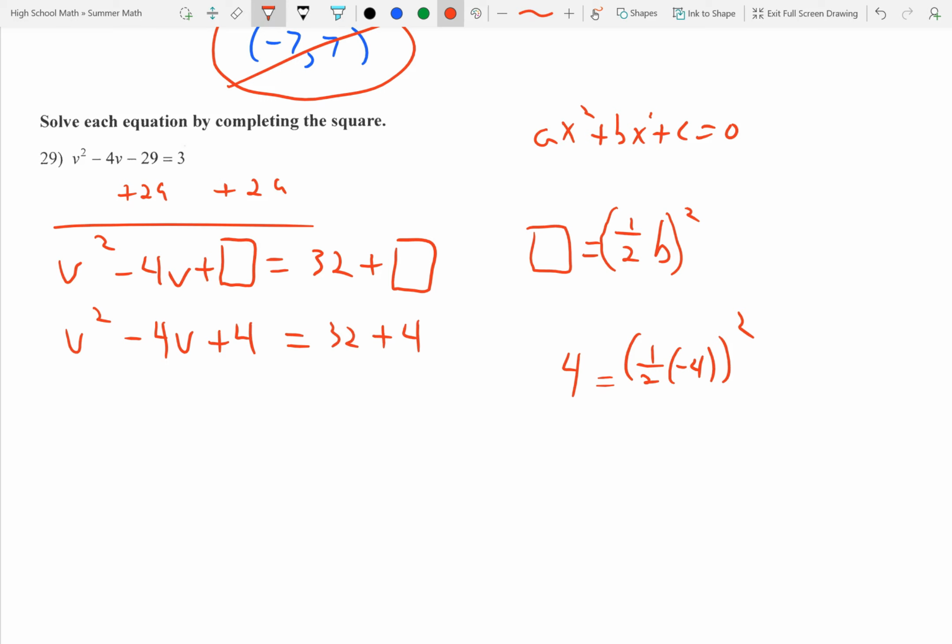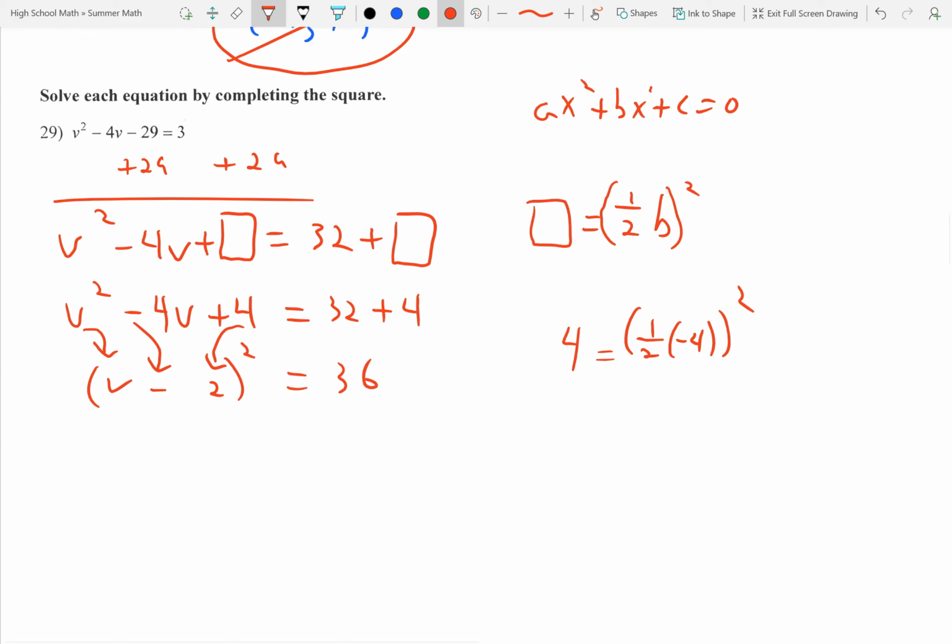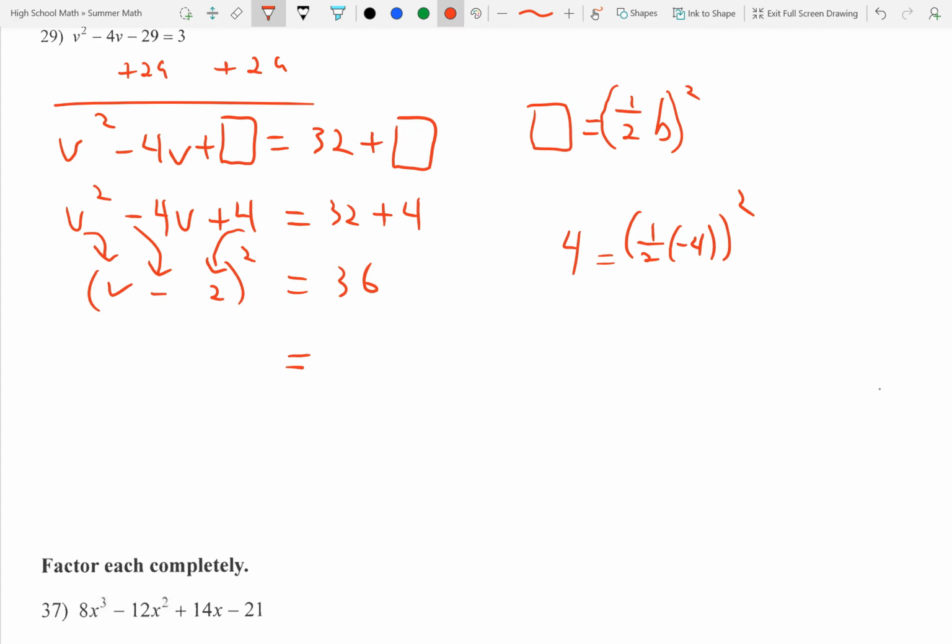The box became 4. Alright, now we can factor our left side. The square root of the first term goes first. The square root of the last term goes last. This operator goes in the middle, squared. 32 plus 4 is 36. That's nice. That's a perfect square. Now we can take the square root of both sides. The square root of our squared quantity and the square root of 36. Well, the square root of 36 is both positive and negative 6. The square root of something squared, they just cancel. It's the inverse operation. It's the whole reason we added the box number in.